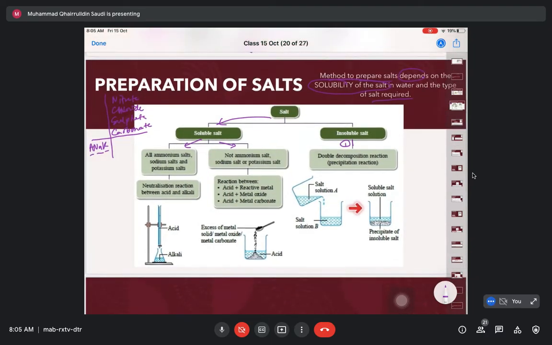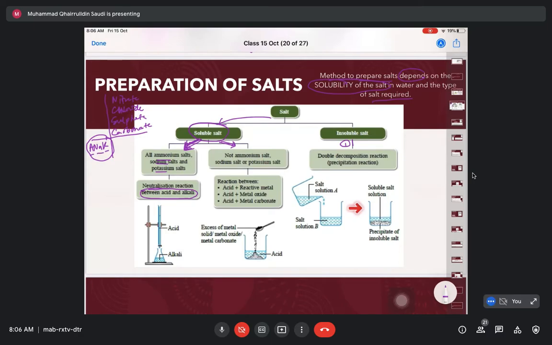So soluble salt pula boleh dibahagikan kepada dua. Soluble salt can be divided into ammonium, sodium and potassium salt. All ammonium, sodium and potassium salt are soluble, right? So the way to prepare them are using neutralization between acid and alkali. Selain daripada ammonium, sodium and potassium salt yang soluble, let's say lead 2 nitrate, let's say zinc chloride, let's say zinc sulfate.